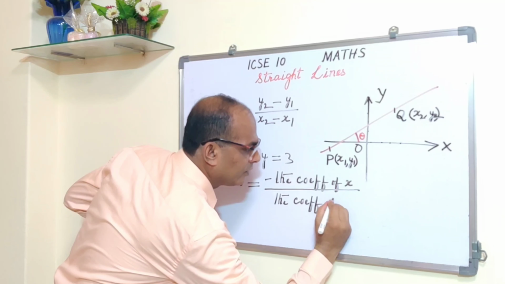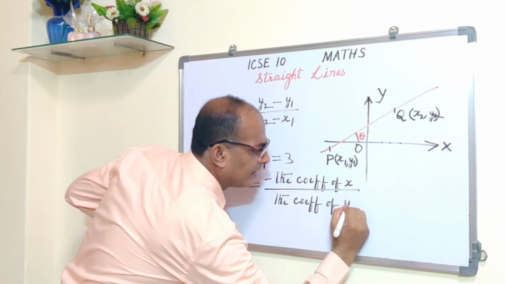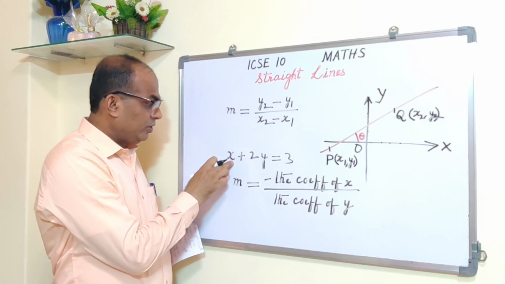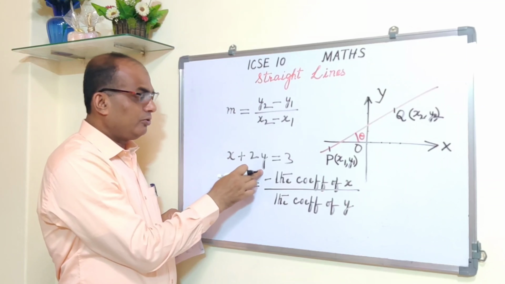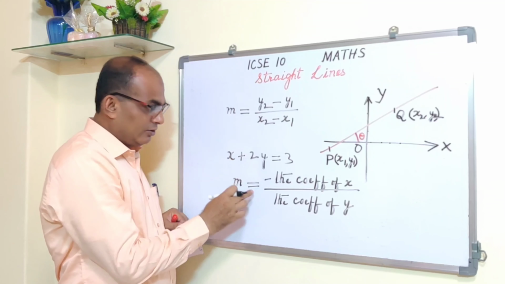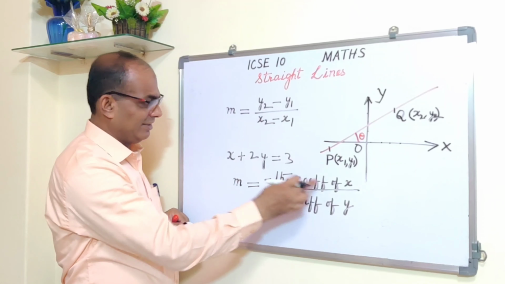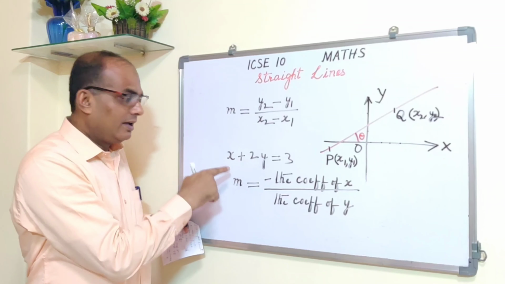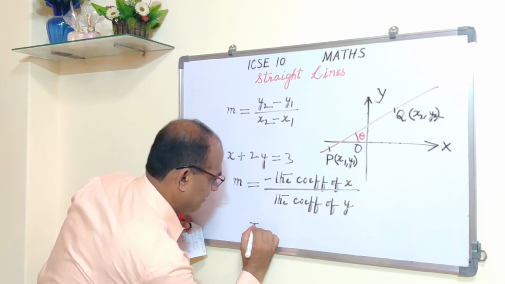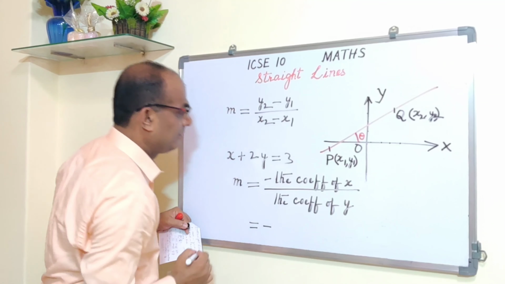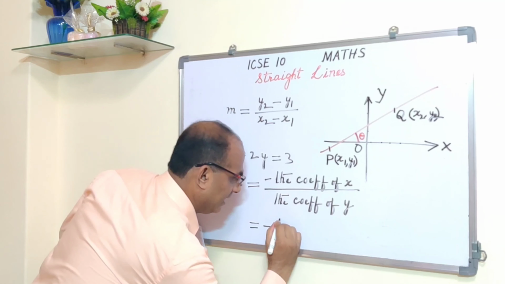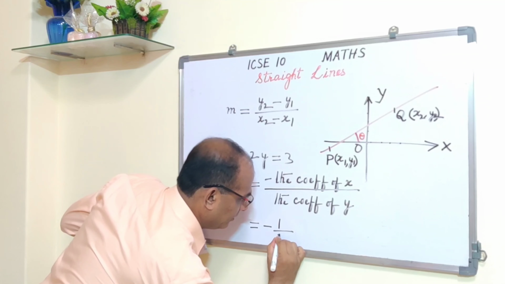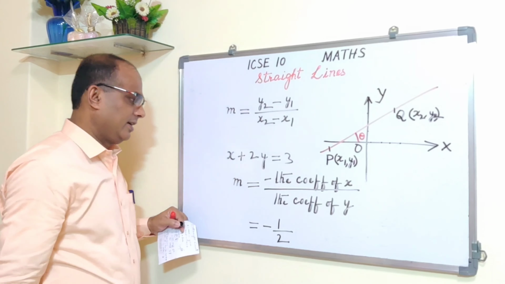Upon the coefficient of y. And what is the coefficient? Here the coefficient of x is 1 and here the coefficient of y is 2. So minus the coefficient of x, if you want to find out the slope of this line, in this case you will write down minus the coefficient of x is 1 and the coefficient of y is 2. So minus 1 by 2, directly you can find out.